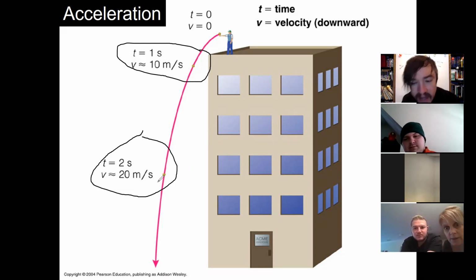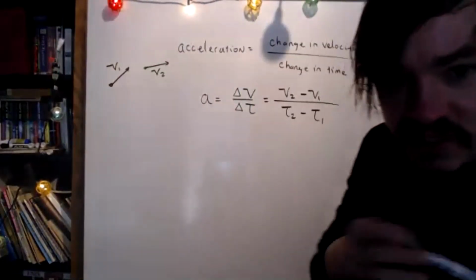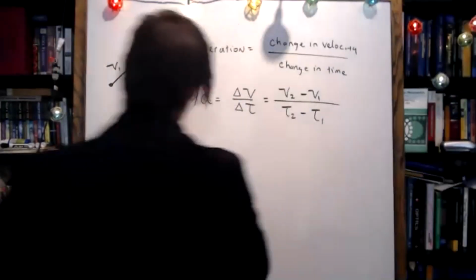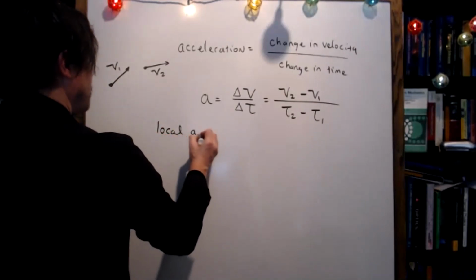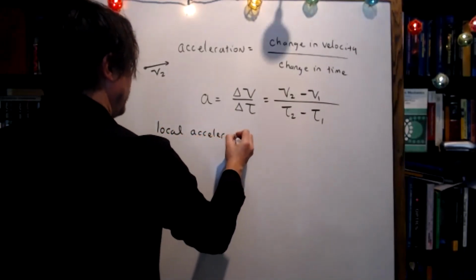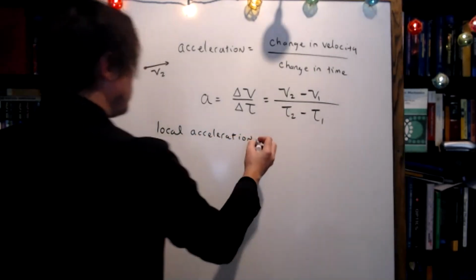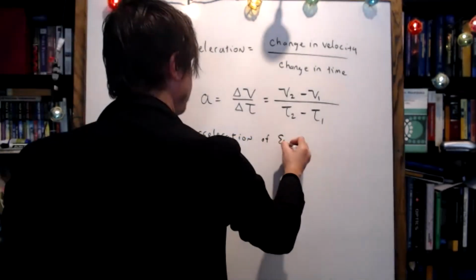And let's go ahead and try to do the computation here. So this is what's known as the local acceleration of Earth's gravity.